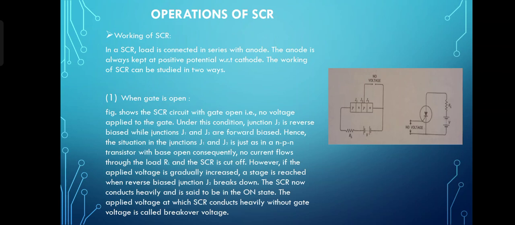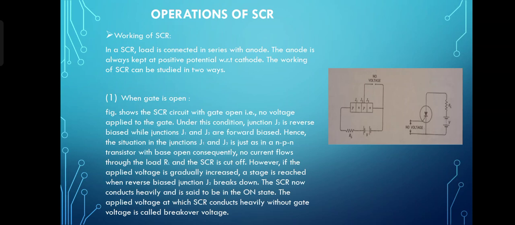First condition. The image shows a silicon control rectifier circuit with gate open, that is, no voltage applied to the gate. Under these conditions, junction J2 is reverse biased while junctions J1 and J3 are forward biased. Hence the situation in the junctions J1 and J3 is just as in an NPN transistor with base open. Consequently, no current flows through the load RL and SCR is cut off.